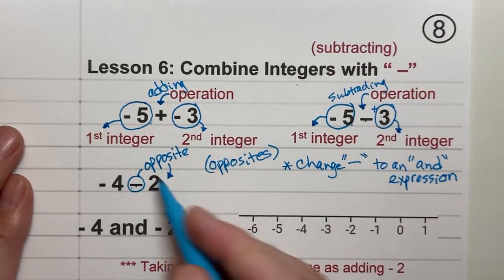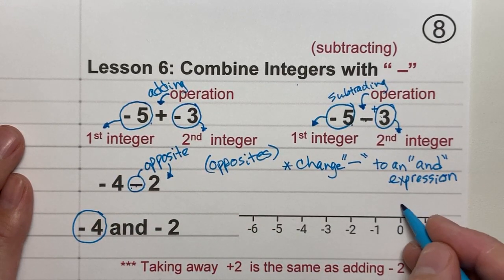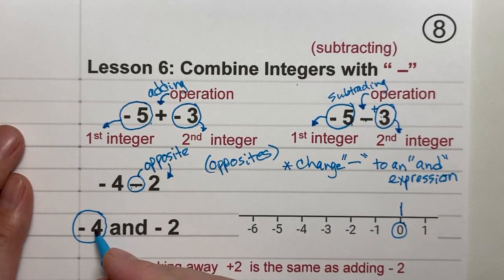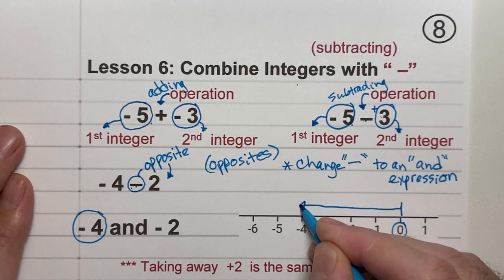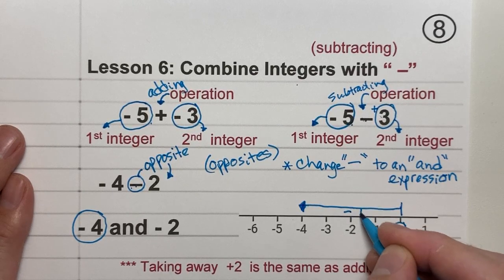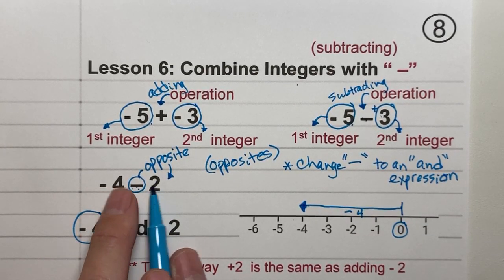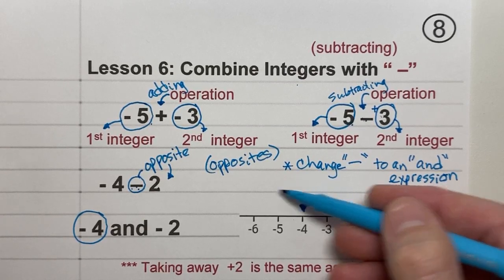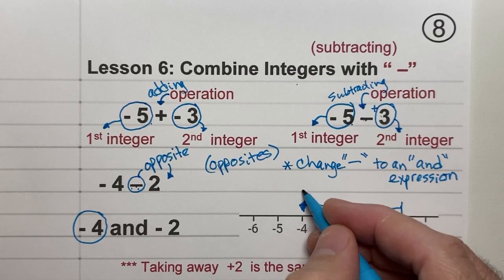On the number line, starting with our first integer, we have -4. Starting at 0, we're going to go in the negative direction 4 spaces. 1, 2, 3, 4. -4. So what we're going to say is if we subtract 2 more, you're already at -4, and subtraction just means we're going to be taking away, and we will continue going negative.